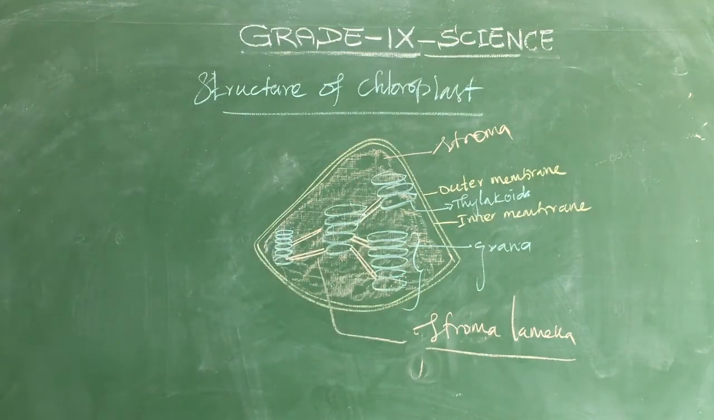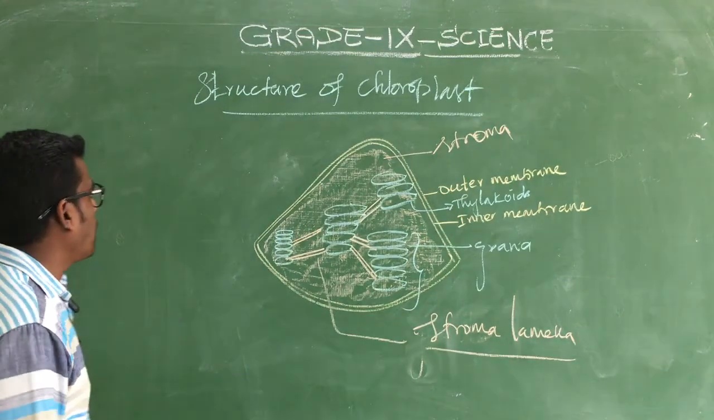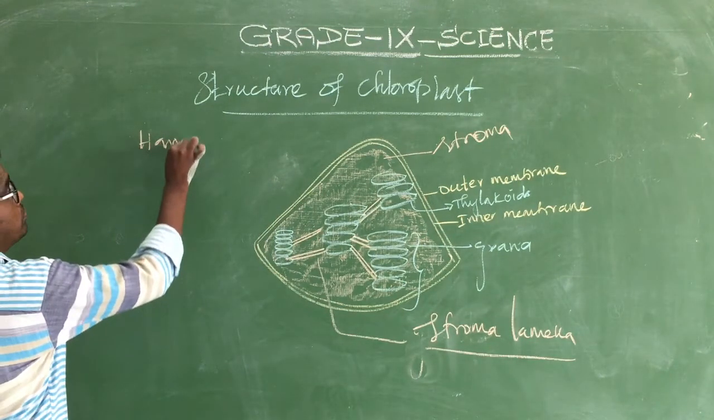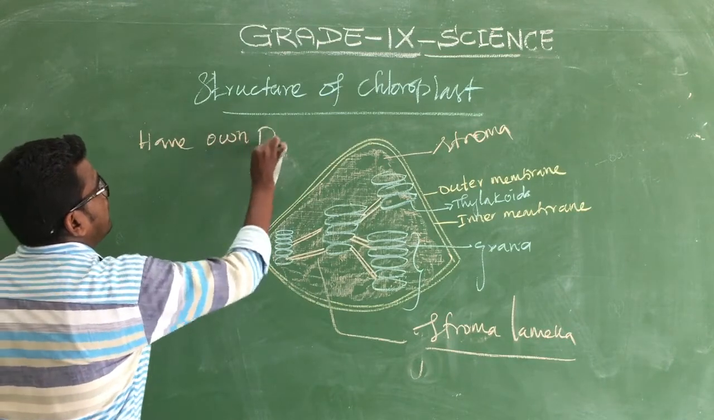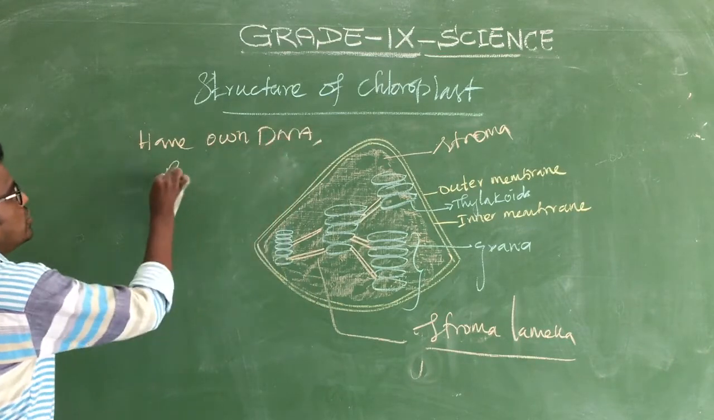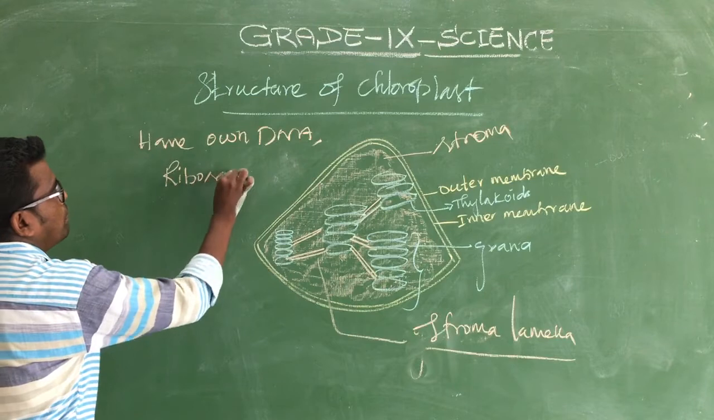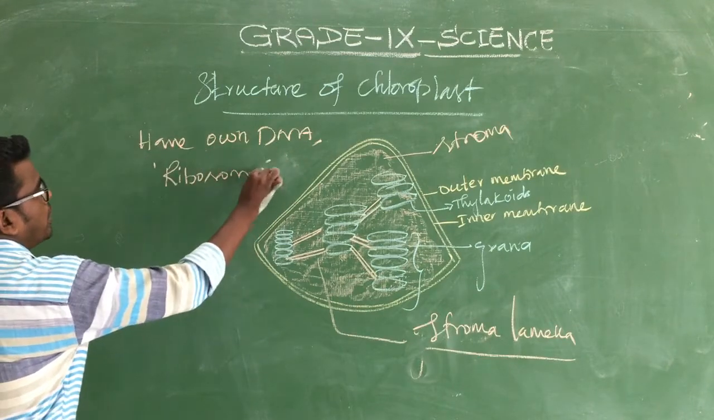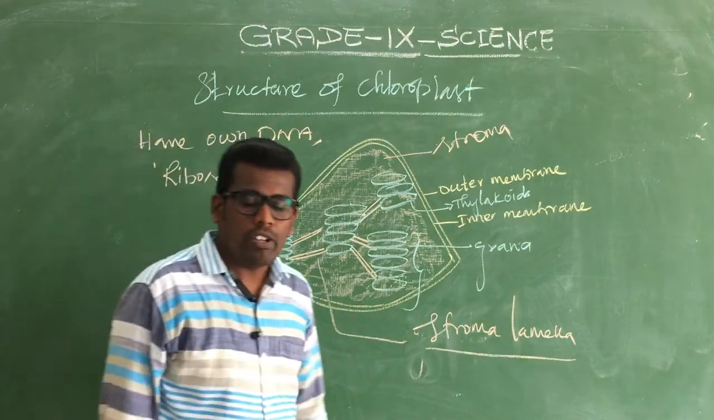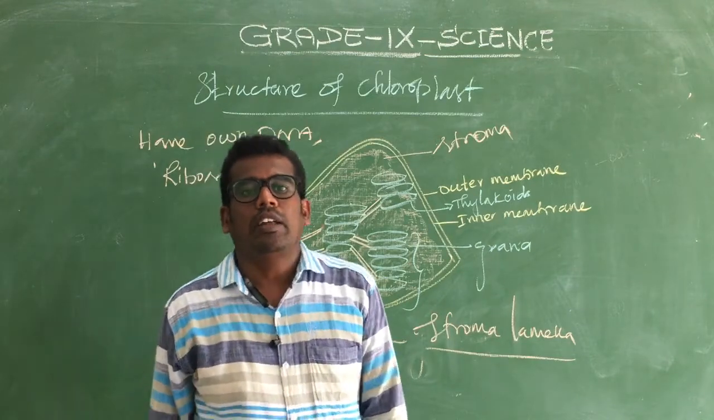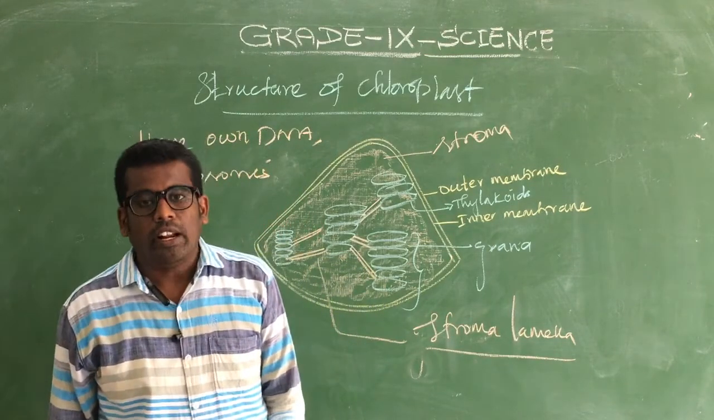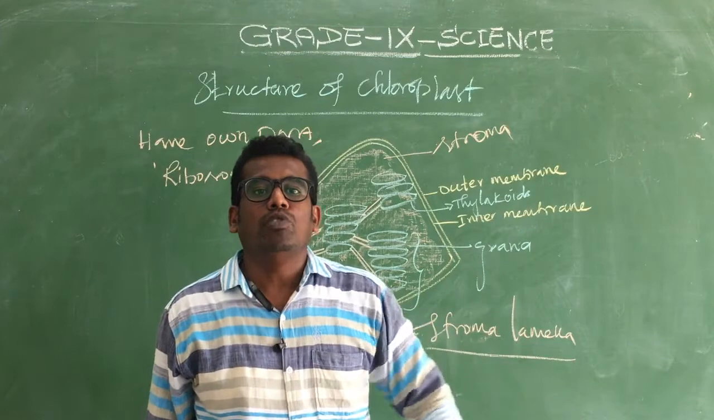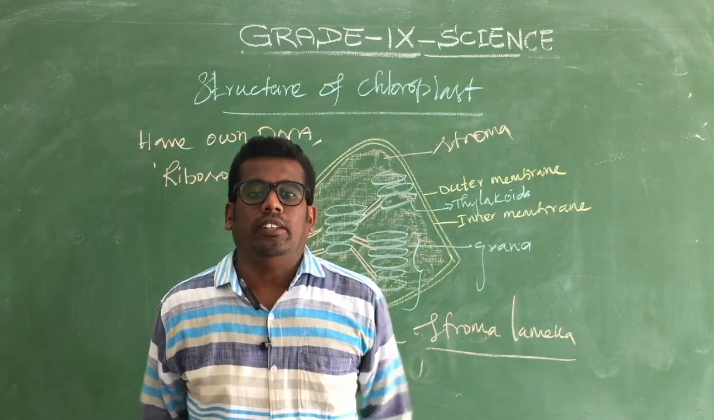Another important characteristic is that the chloroplast has its own DNA and ribosomes, like the mitochondria. Chloroplast contains its own DNA and ribosomes, so it is able to produce its own protein.